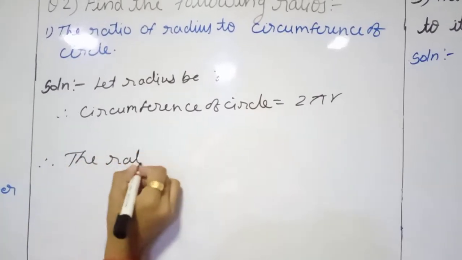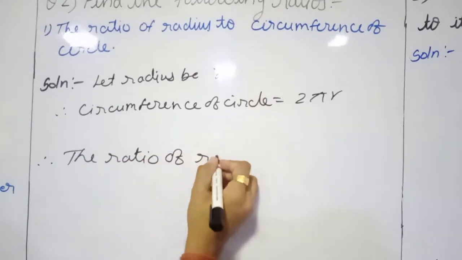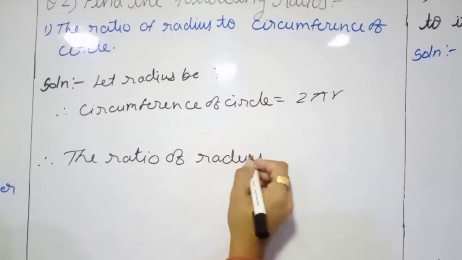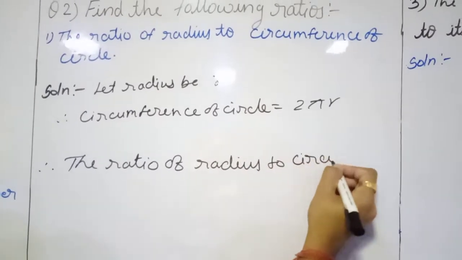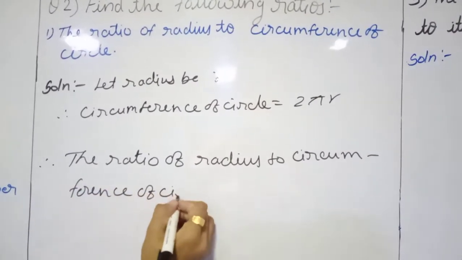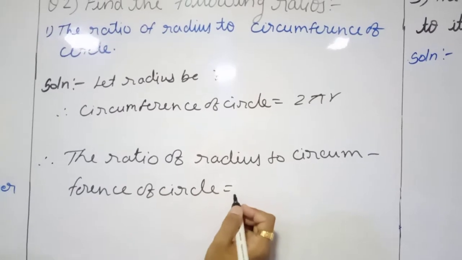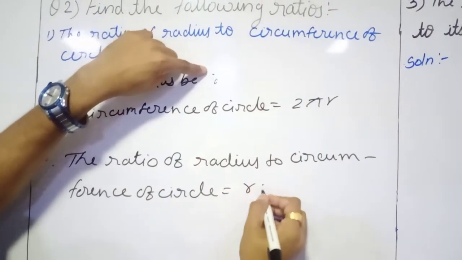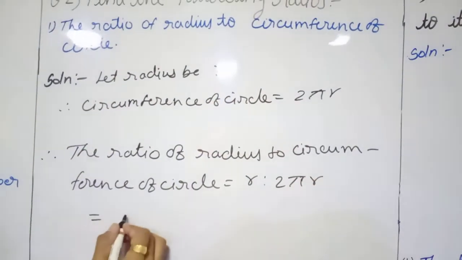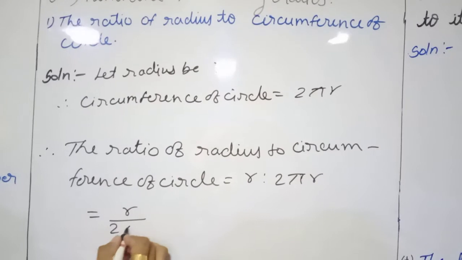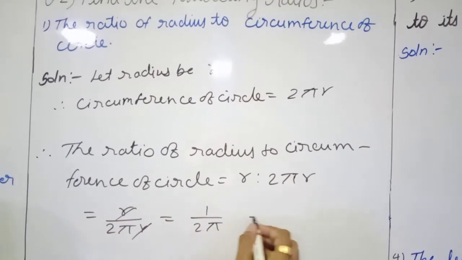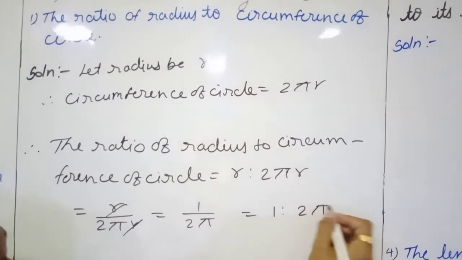The ratio of radius to circumference of the circle is equal to, what is that? Radius, we assume r, to 2 pi r. Yes, therefore we can write r upon 2 pi r, and r will be cancelled. 1 upon 2 pi, it will become 1 is to 2 pi.